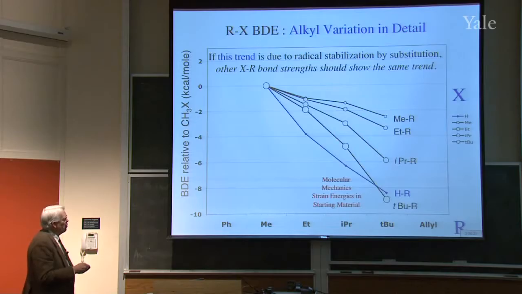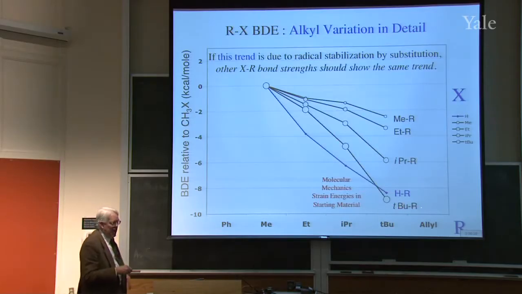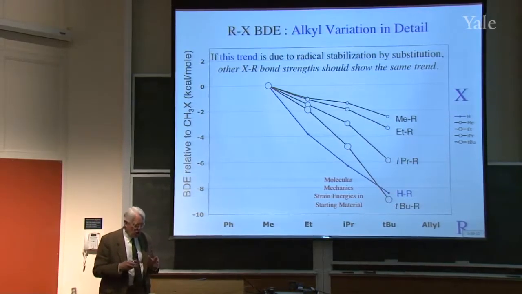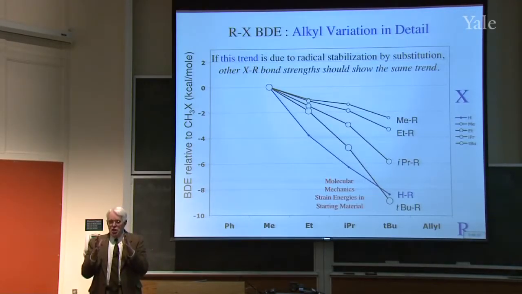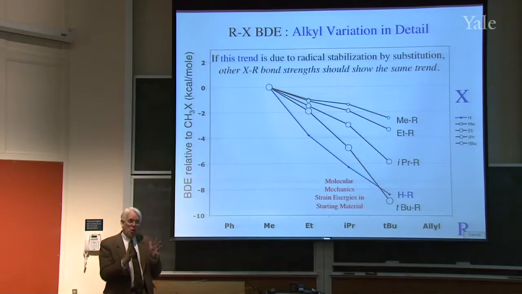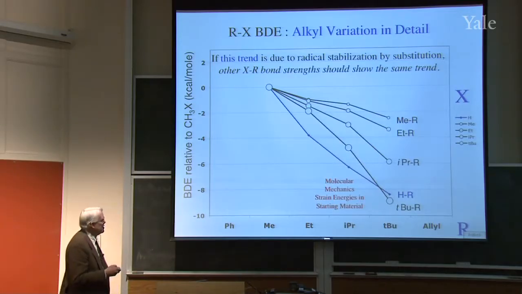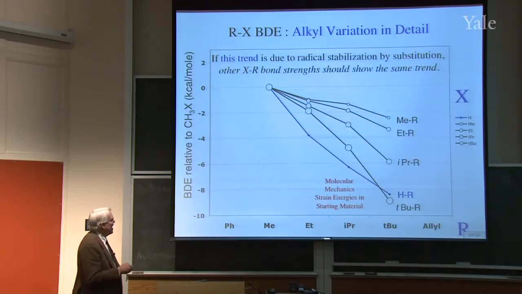Okay, now, tert-butyl is a very special group because it's so crowded. If you put two tert-butyls together, it's very crowded, and that could make the starting material unstable and relatively easy to break the bond. But we can calculate how much instability there is due to that by using molecular mechanics, as we mentioned at the end of last semester. So we can calculate strain energy in the starting material using molecular mechanics.